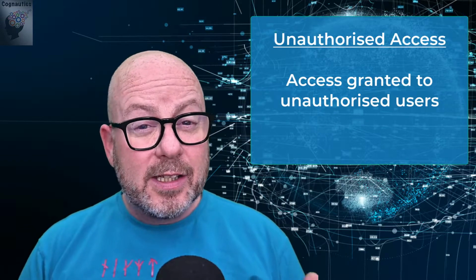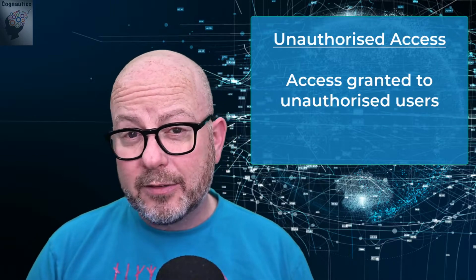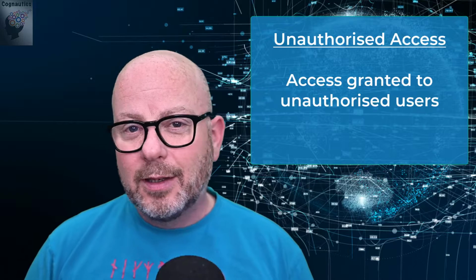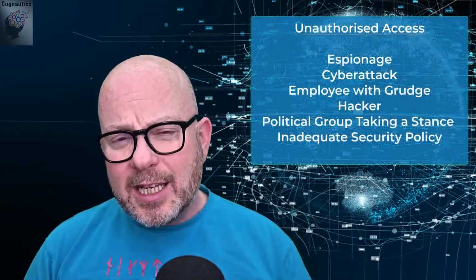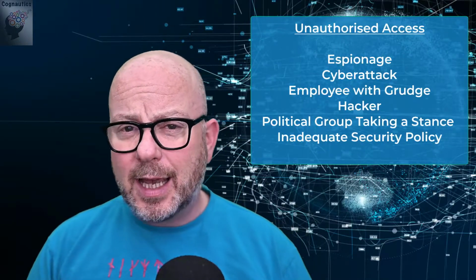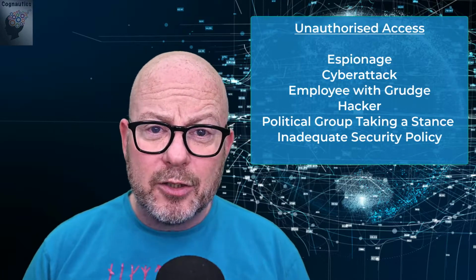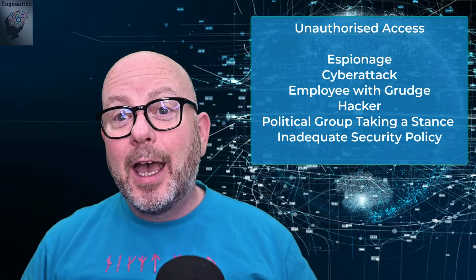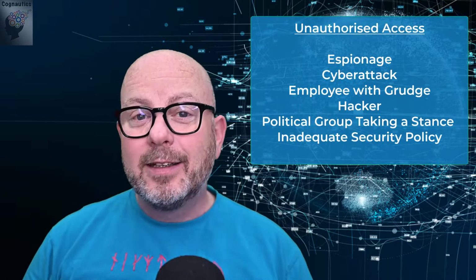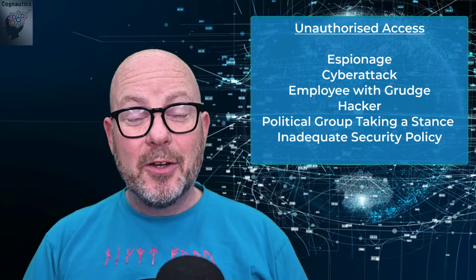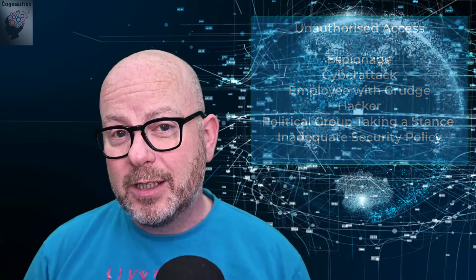Unauthorized access to data simply means that an individual or group who are not permitted to access the data succeed in doing so. There could be a variety of reasons behind this type of data breach. It could be espionage by governments, a cyber attack, industrial espionage by a rival company, an employee with a grudge, a hacker trying to cause chaos, a political group wishing to protest against the company, or perhaps, and more likely, it's a result of the inadequacy of the company's information security policy, which has led to poor security procedures.